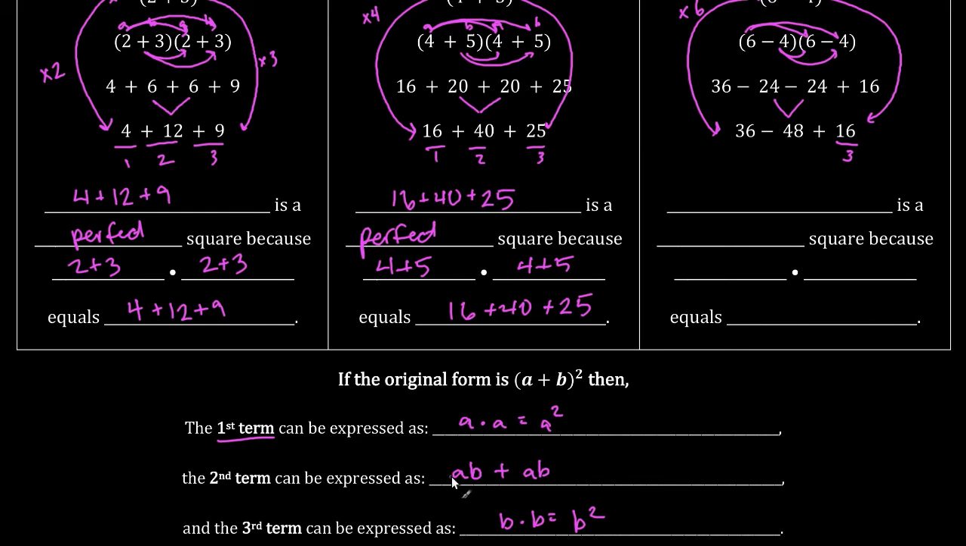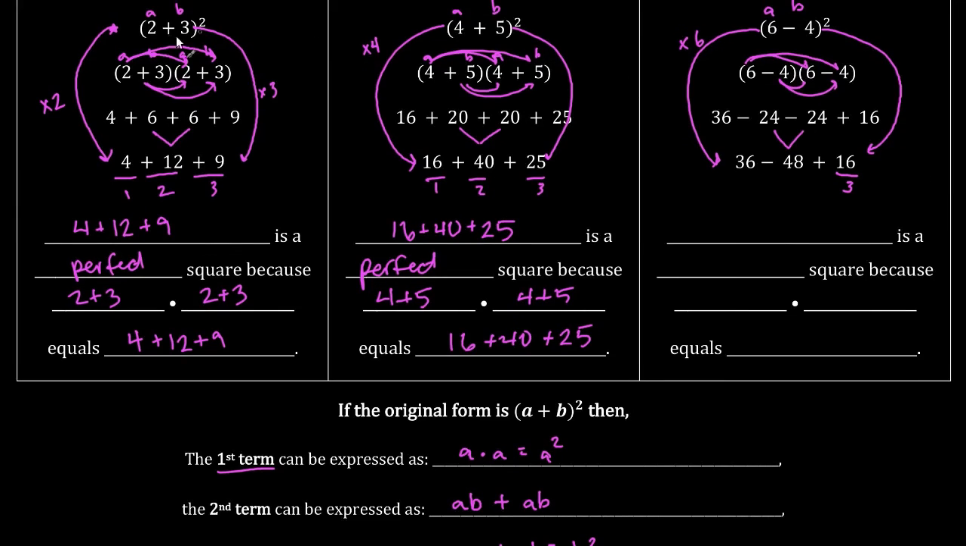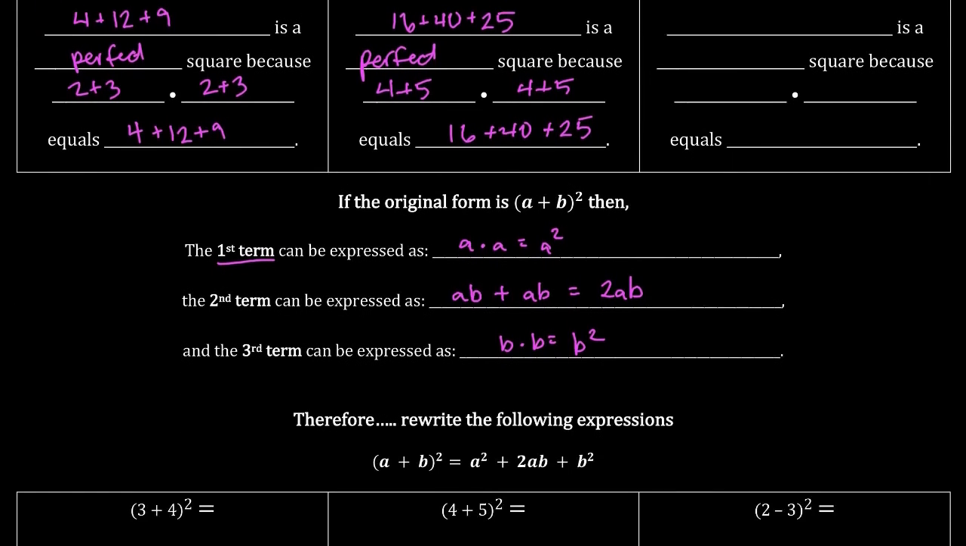So I could just go back to my original expression. 2 times 3 is 6, 6 times 2 is 12. 4 times 5 is 20, 20 times 2 is 40. 6 times negative 4 is negative 24, negative 24 times 2 is negative 48. So I can express the second term as 2 of a times b, 2 of both of them multiplied.